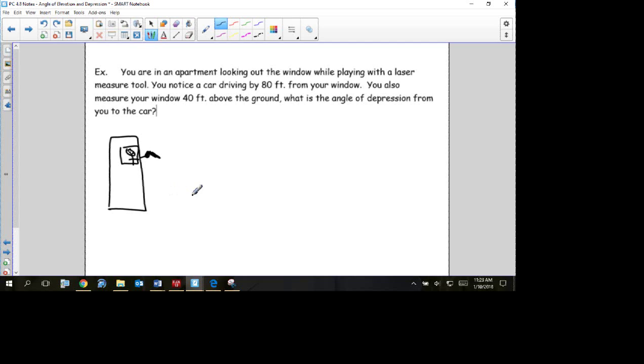Laser measure tool thing. Okay, but it is. It's like a laser. See my lasers?